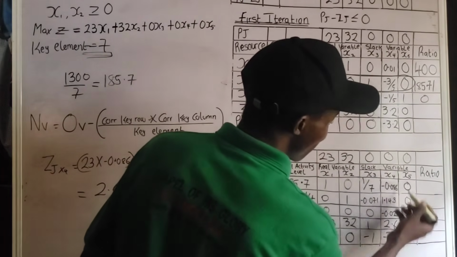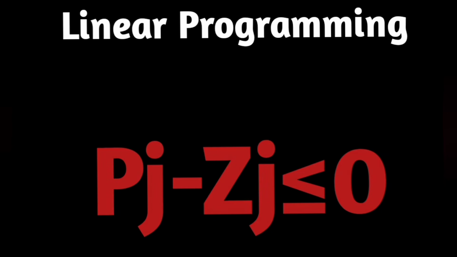Don't forget that for us to obtain an optimal solution, the value of Pj minus Zj must be less than or equals to 0. And if you check from this solution, you can see that all the values of Pj minus Zj are less than or equals to 0. Therefore, we have already reached an optimal solution.